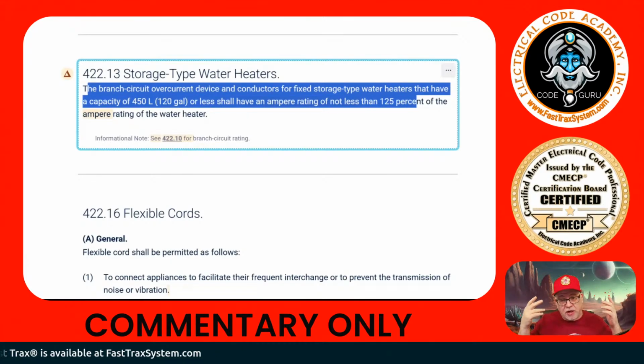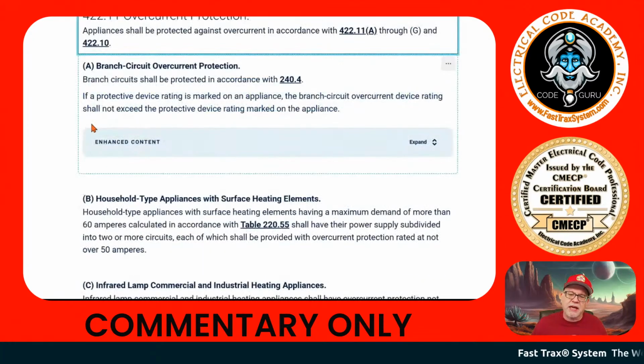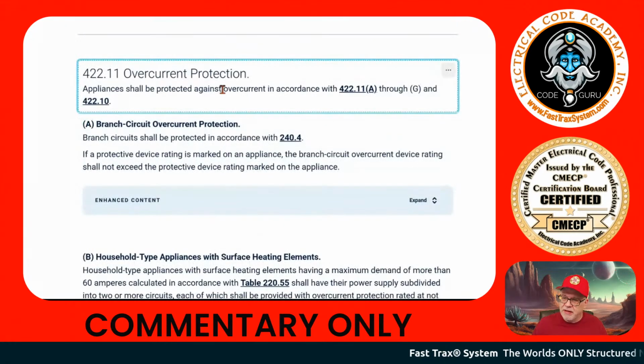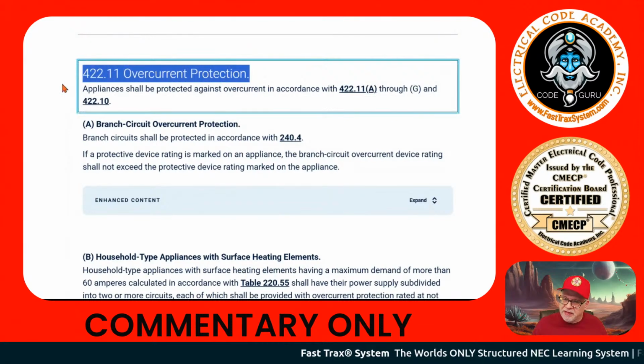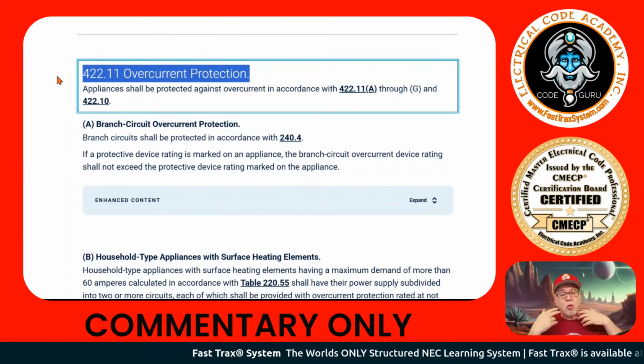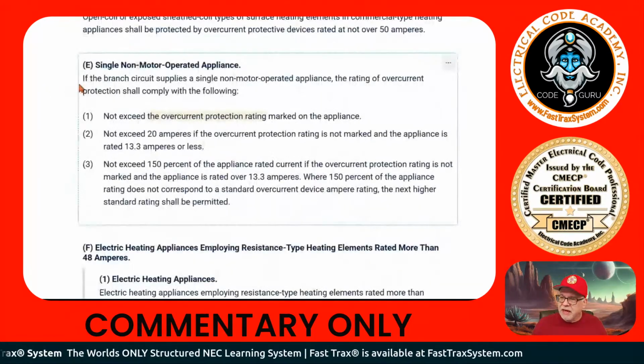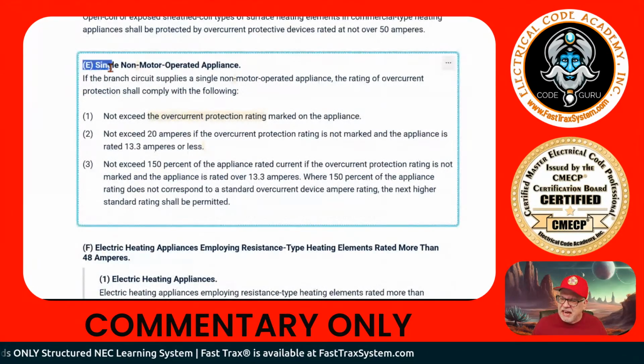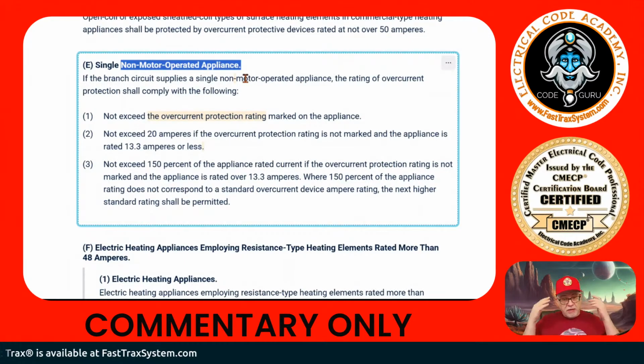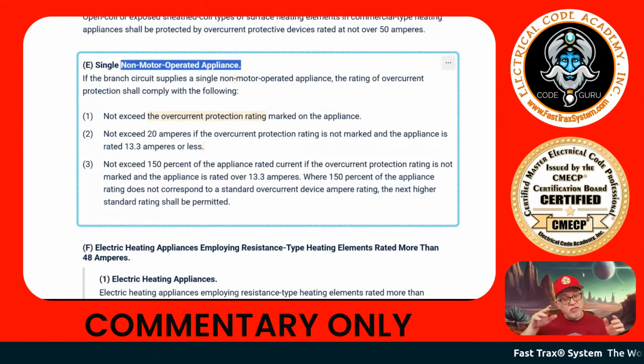You want to make it bigger conductors? Go for it. But it can't be less than. All right? What do we want to look at? Well, we want to look at 422.11, again, specifically overcurrent protection for appliances. We know the water heater is an appliance. So we're going to come down here and we're looking at E. E is for a single non-motor operated appliance. That's a water heater. Okay, so this is a maximum rule versus what we just saw was the minimum rule.